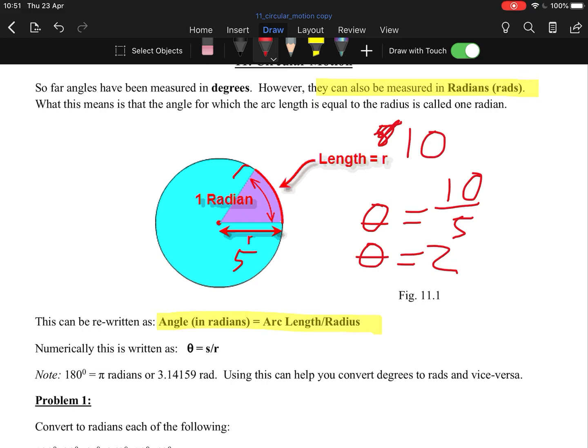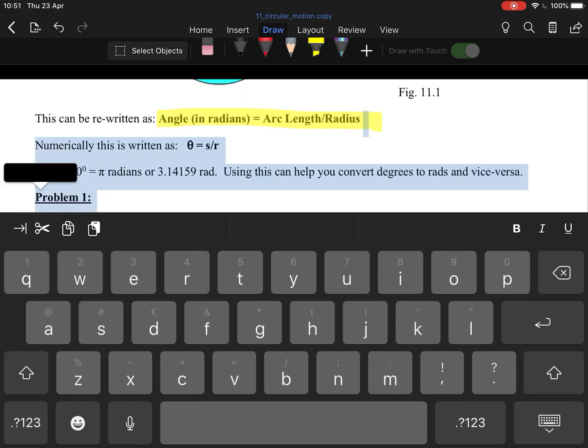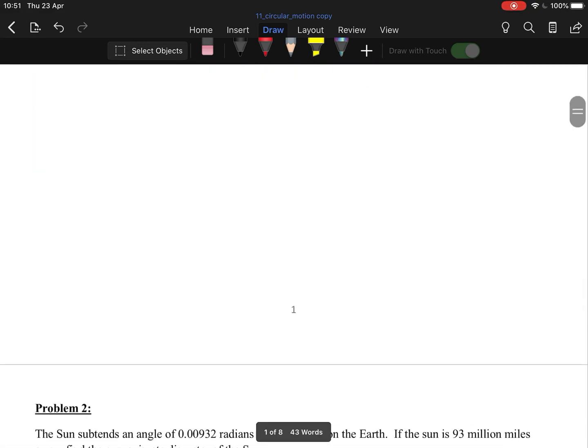So the angle in radians is the arc length divided by the radius. When the arc length and the radius equal each other, that's 1 radian, and then when the arc length is twice the radius, 2, 3, 4, all the way around.